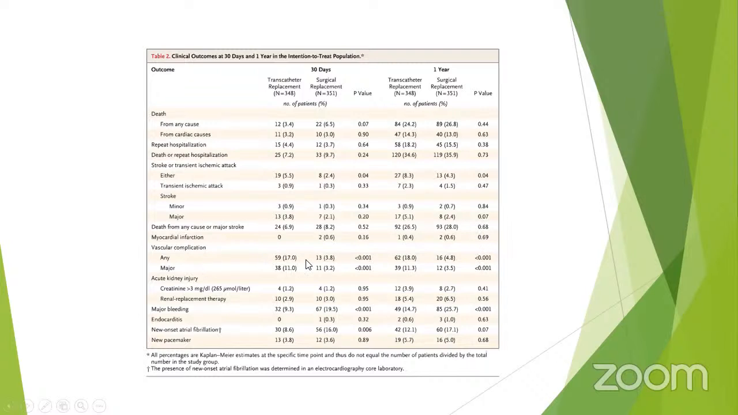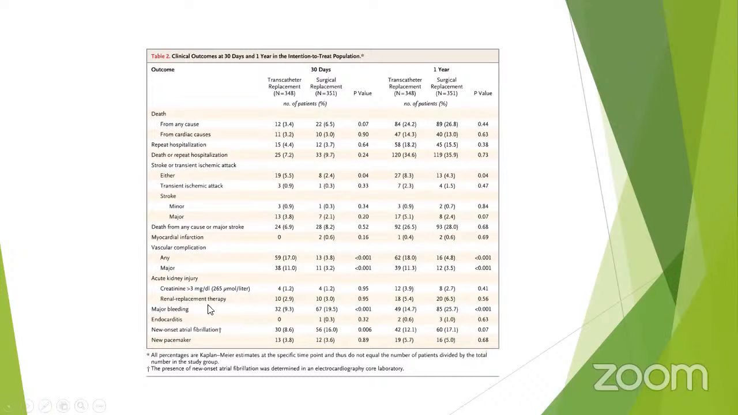Vascular complications were more prevalent again in the TAVI arm, 17% versus 3.8% in the first 30 days, with a p-value of 0.01. And at 1 year, 18% versus 4.8% in the surgical group, with a p-value of less than 0.001.